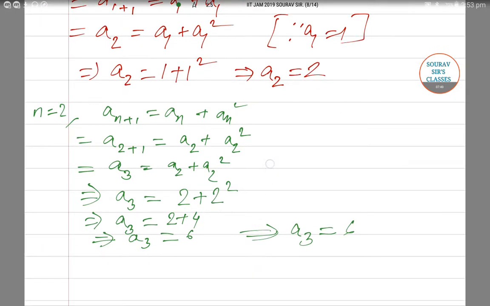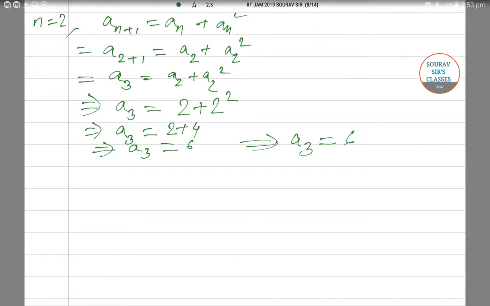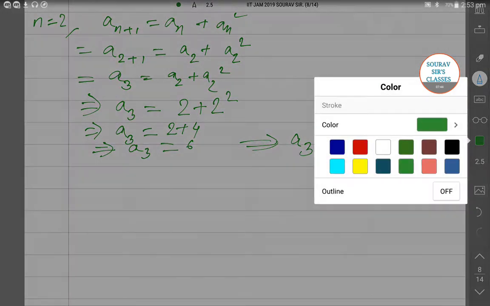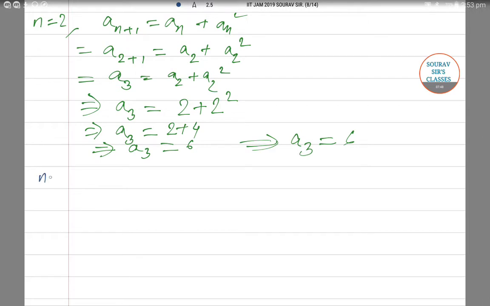Okay, now we will do for n equal to 3. Now let's do it for n equal to 3. Again similar thing, a(n+1) equal to an plus an square. So it will be a4 equal to a3 plus a3 square.